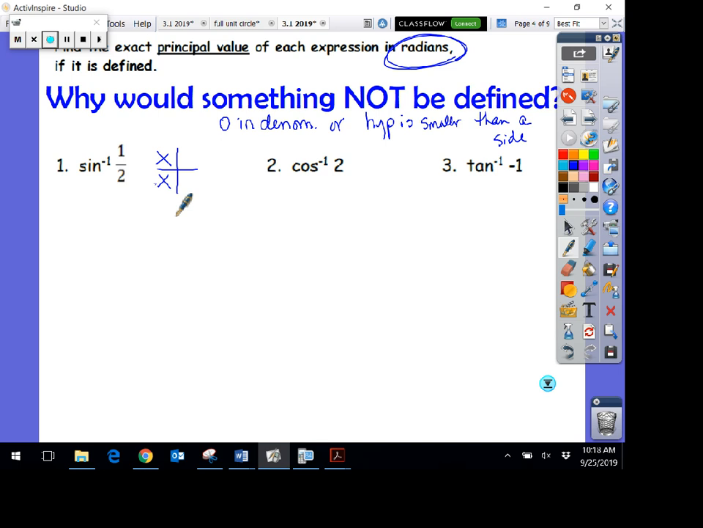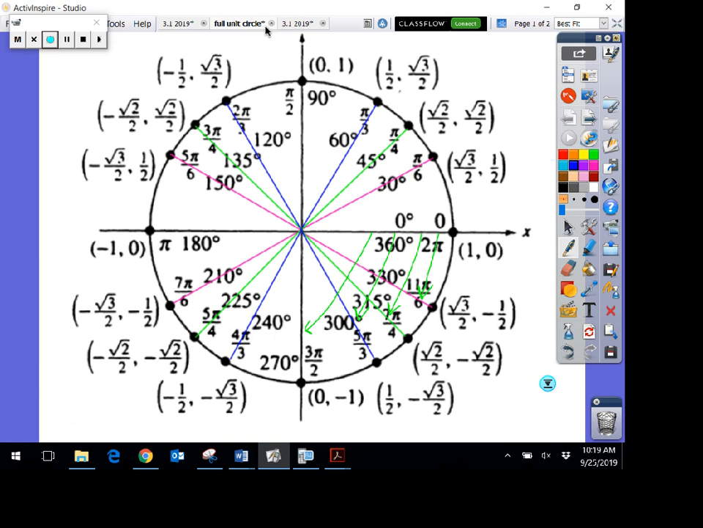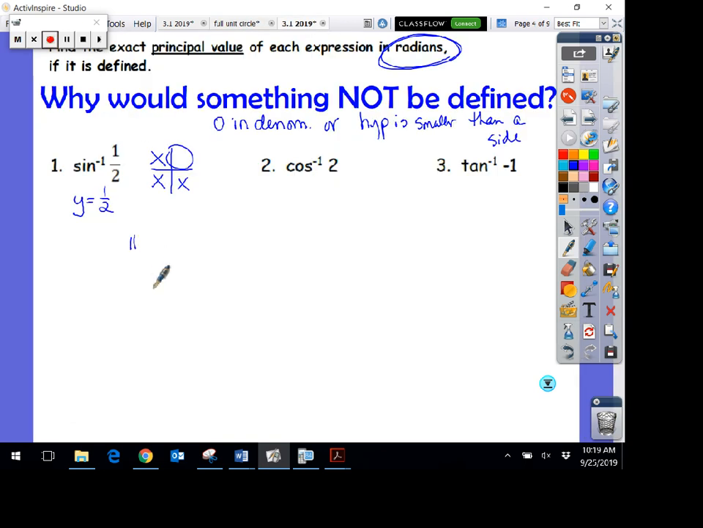Inverse sine of 1/2. Where is the y? So we want to know where is y equal to 1/2. Well, it can't be in quadrant 4 because those are negative values, so we look in quadrant 1. We go to our unit circle, look at the y value, and there it is. Answer in radians, so your answer is pi over 6.